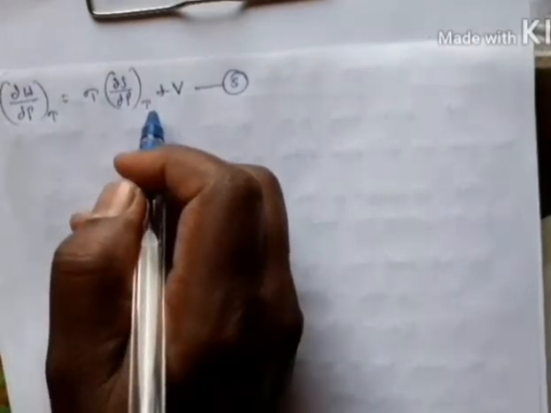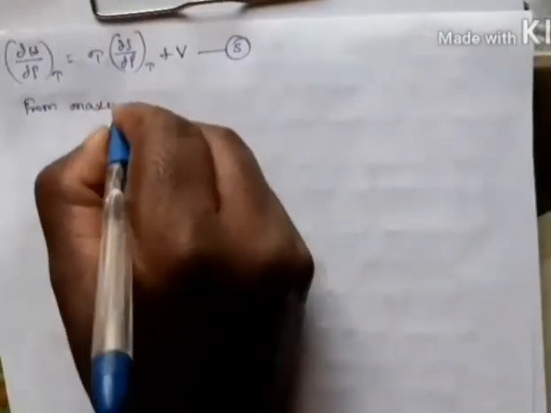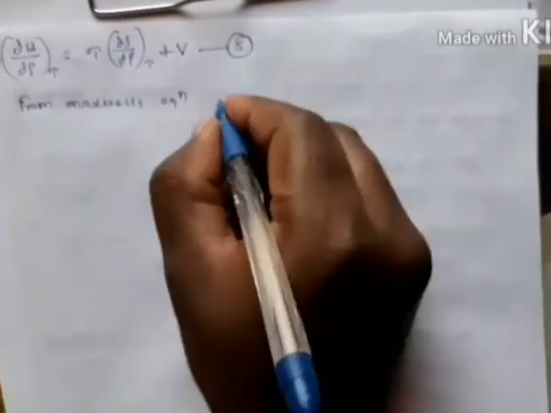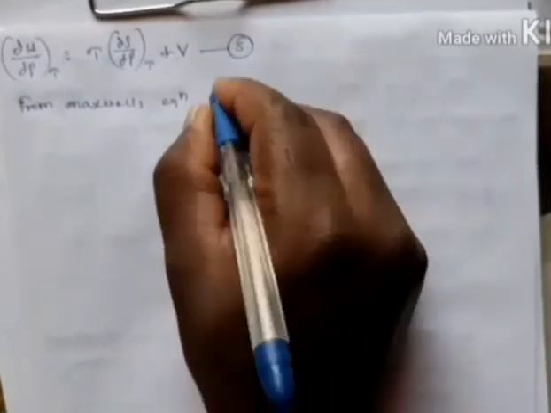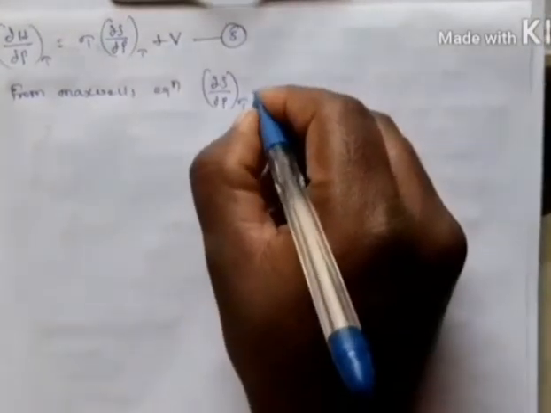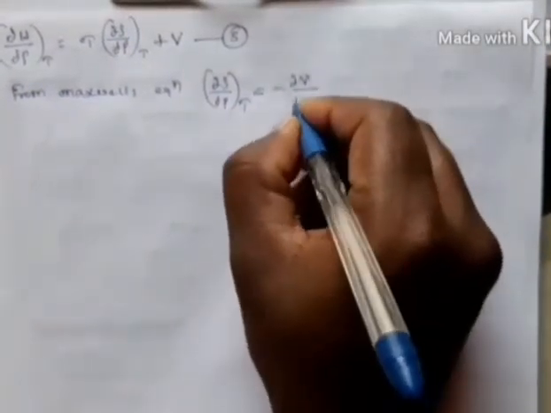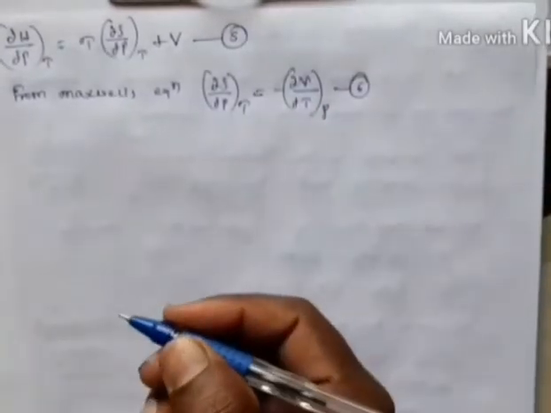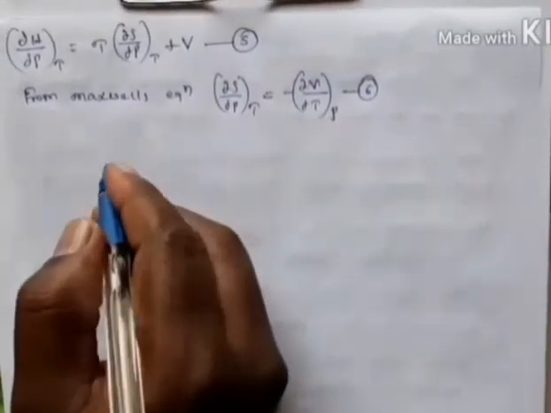From Maxwell's equation, (∂S/∂P)_T is equal to minus (∂V/∂T)_P. Let us consider this one as equation number 6. Already we know this expression from Maxwell's equation.